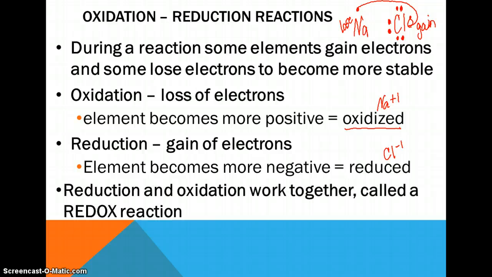So in this case, the reduction and oxidation work together. It's always a give and a take. One loses an electron, one gains an electron. If that happens, they have to work together. Electrons don't just get flown off into space when an element does not want them. They have to go somewhere. They're going to go to that other element. This type of reaction then, we take the words reduction and oxidation and squish them together to make what we call a redox reaction. So a redox reaction is that one.